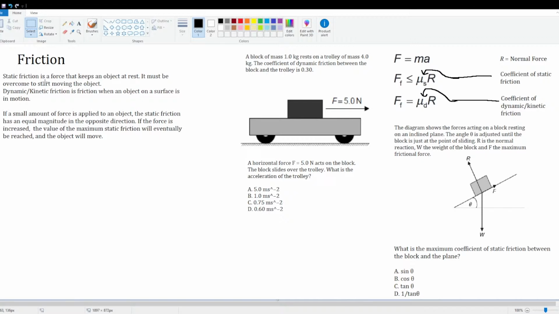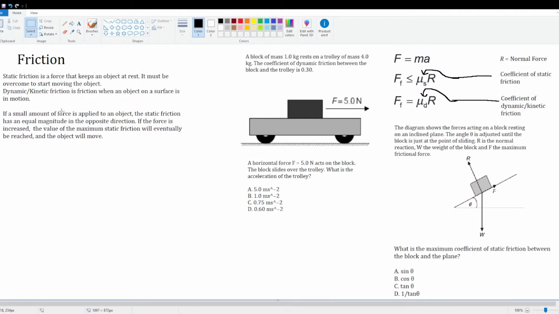Static friction, which is when an object on a surface is not moving, it'll experience static friction. When it is moving, it becomes dynamic or kinetic friction. And here we have a little more of a continuation of static friction. If a small amount of force is applied to an object at rest, the static friction has an equal magnitude in the opposite direction. If the force is increased, the value of maximum static friction will eventually be reached, and then the object will start to move.